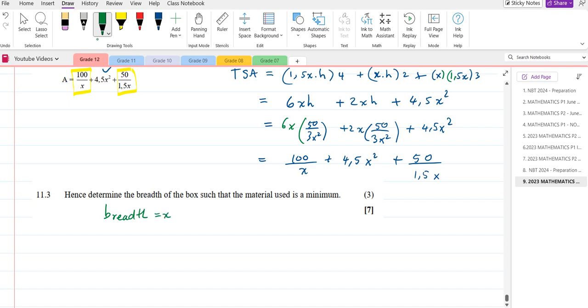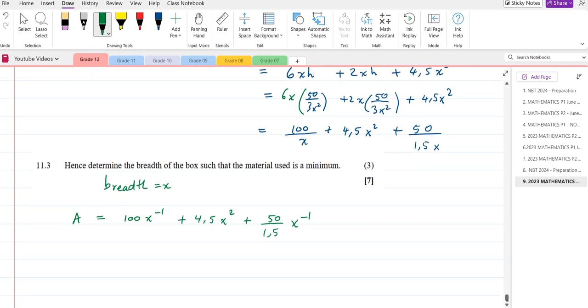Now we want to minimize this, so we're going to say area is equal to 100 over x, which is 100x to the power negative 1, plus 4.5x squared, plus what is 50 divided by 1.5? I'm just going to leave it like this, 50 over 1.5x to the power negative 1. Now let's find A prime. Remember, we got like terms here, so let's combine these like terms. So we got 4.5x squared, plus I'm taking out x to the power minus 1 here, and I'm going to combine 100 plus 50 over 1.5.